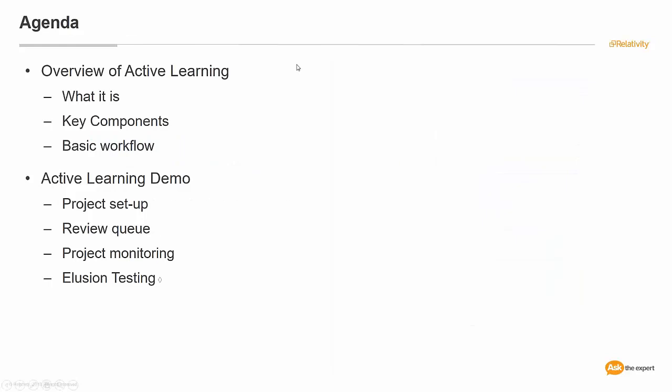So for today's agenda, we're going to provide an overview of active learning, talk about what it is, some of the key components, the basic workflow that it supports, and then we'll dive into an active learning demo. I want to show you the process in Relativity for setting up an active learning project, show you what the review queue looks like and how that works, show you the screens and tools that we have for monitoring your project, and then walk through a validation procedure that we refer to as Elusion testing to show you how to set that up and run that.